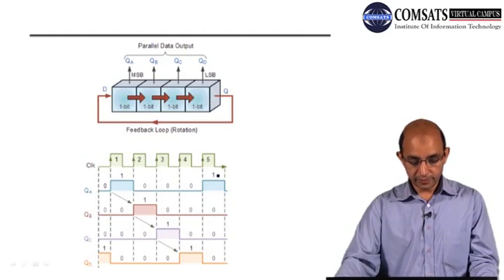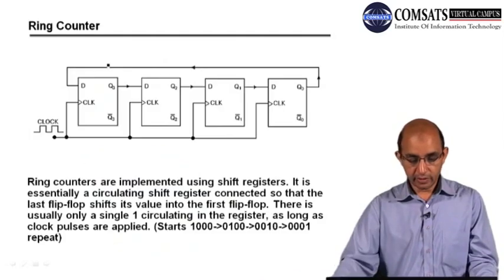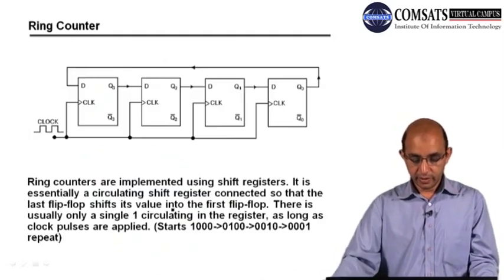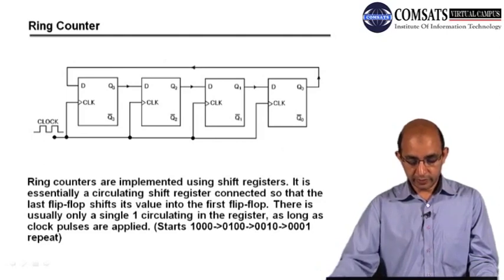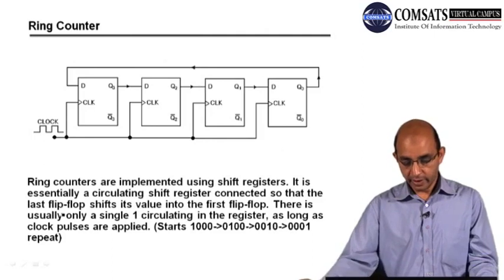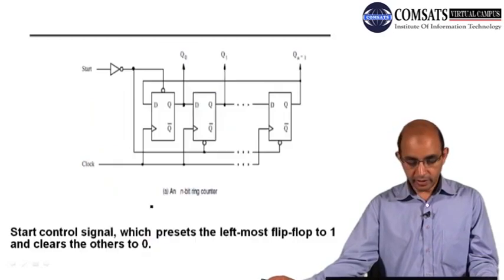So you can see that after this counter reaches a certain state, then it will be reset. So it starts from 1 0 0 0, then 0 1 0 0, and so forth, and after that it will be repeating. So it's a sort of ring. So you can see that we have a ring sort of.